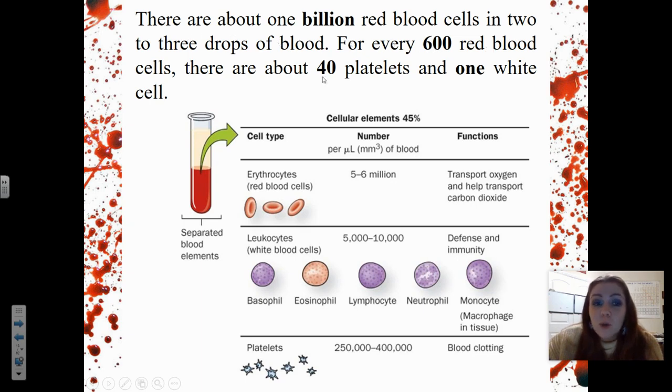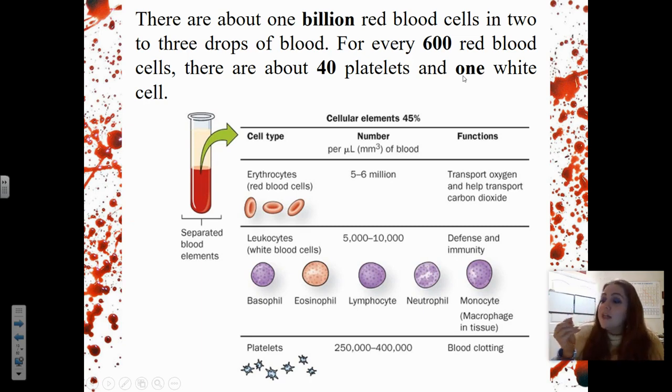For every 600 red blood cells, there are about 40 platelets and 1 white blood cell. 600 red blood cells, 1 white blood cell. And the 1 white blood cell is the only thing that contains DNA. So when I mentioned in the past that DNA is harder than you would think to do, you're just like, oh, I'm bleeding, do a DNA test. Most of your blood has no DNA in it. Only 1% of your blood has DNA in it.